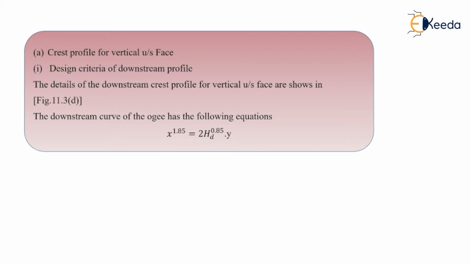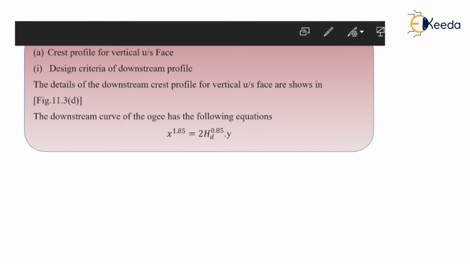So let's start with the design part of our Ogee profile. Here we are considering two conditions: first, that our upstream profile is vertical, and second, that our upstream profile is inclined. We are dealing with the first condition, when the upstream face is vertical. For this, remember one thing: for the design of the Ogee spillway we need to decide whether it is a vertical one or not.